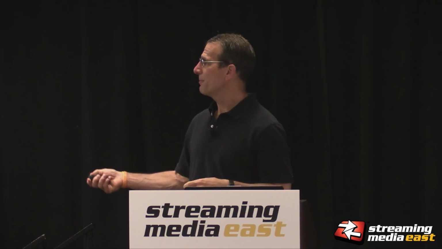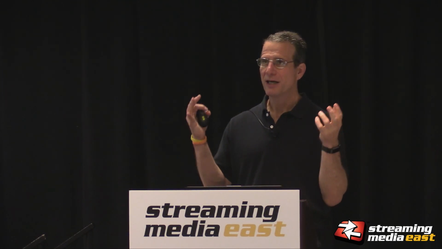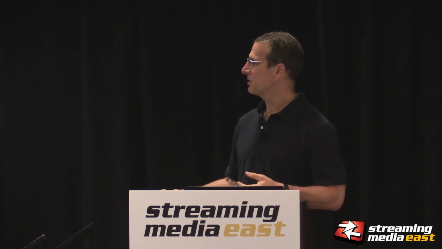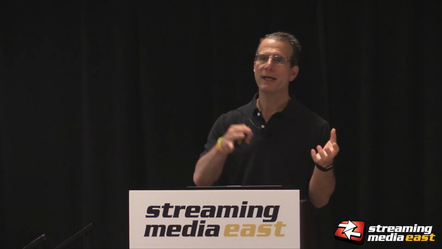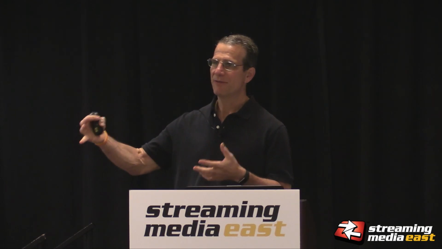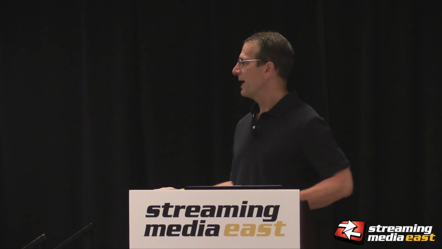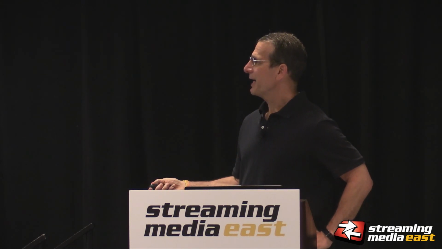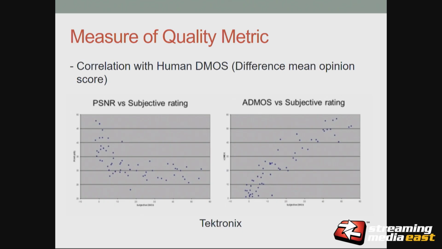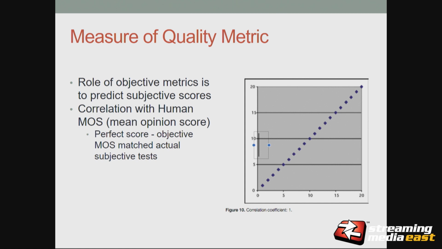And then in a perfect world, if you had the perfect objective quality metric, the line would look like this. Every point on the line would be equal for the subjective quality metric and the objective quality metric. And then that'll make a lot more sense when you look at something like this. And here you're seeing correlation with human DMOS, so human difference mean opinion score. This line looks a lot like this line, which is the theoretical perfect score.